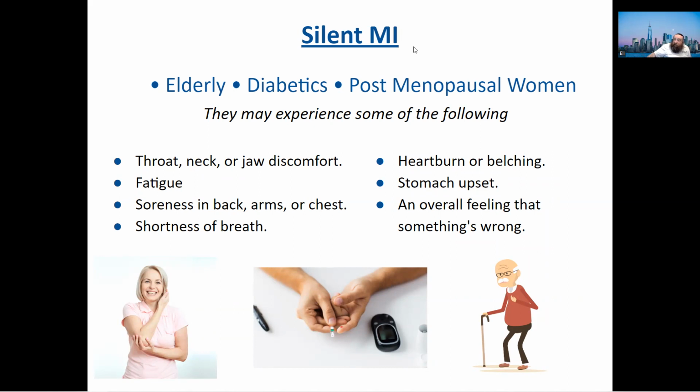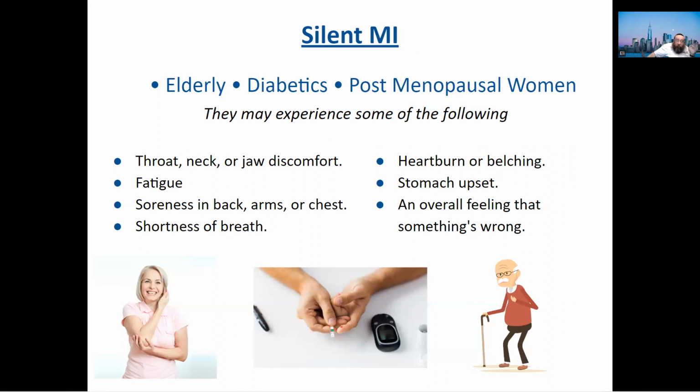Why is it called silent? No chest pain. No chest pain. They have weird, vague other symptoms, okay? Any of these. This is my favorite one. An overall feeling that something is wrong, okay? They don't even know what. They just know something is wrong.